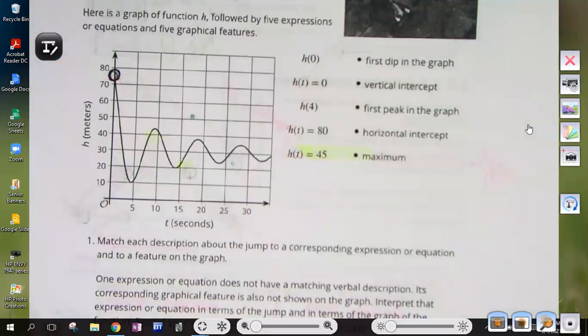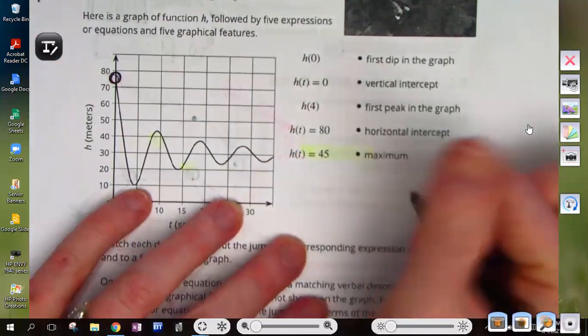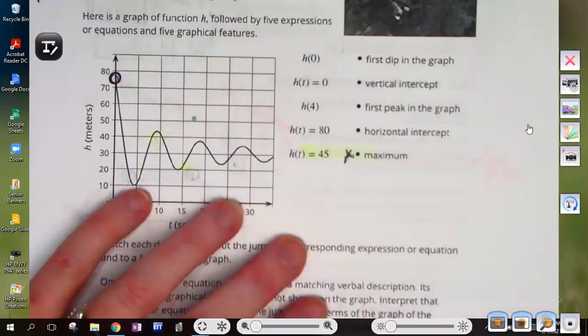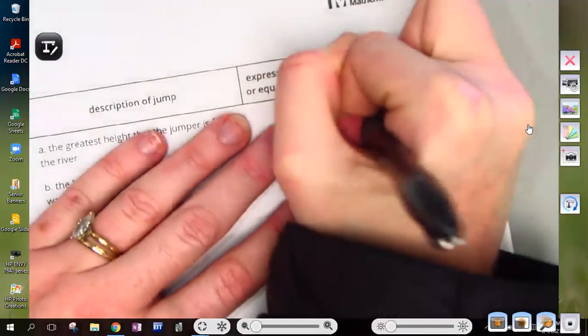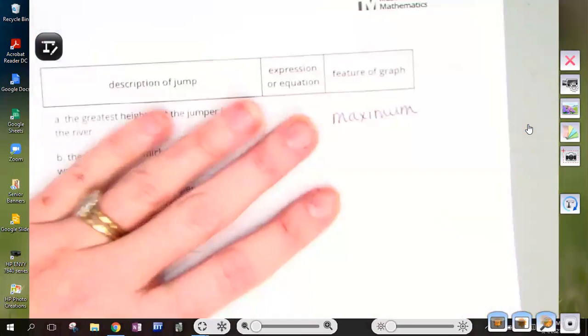Since they described it as the greatest height, what do we know that's called when we're talking about the highest point on our graph? The maximum, okay? So we know we're talking about this term, so we can go ahead and write that in there. That's the feature. It's the maximum.